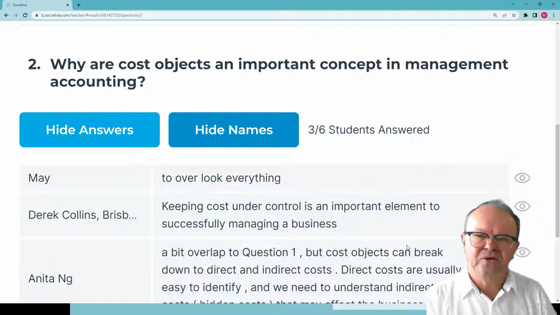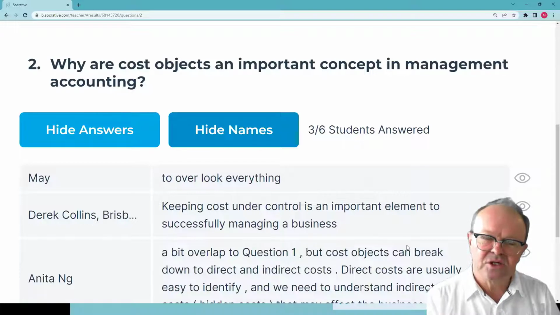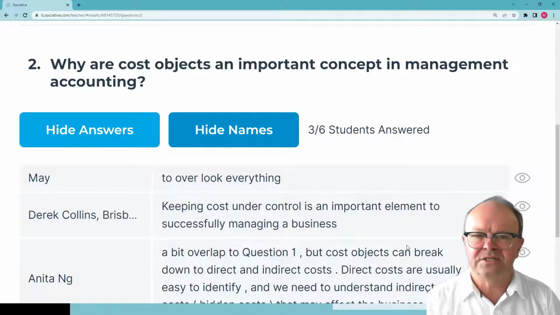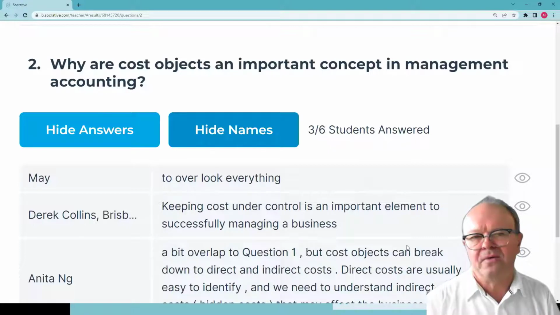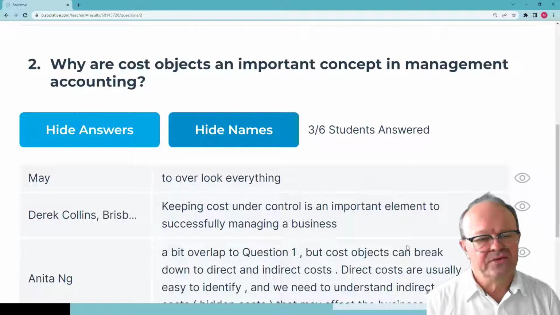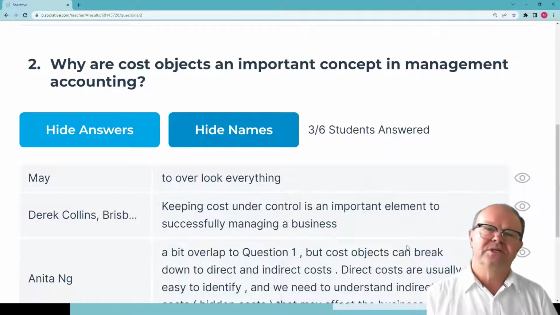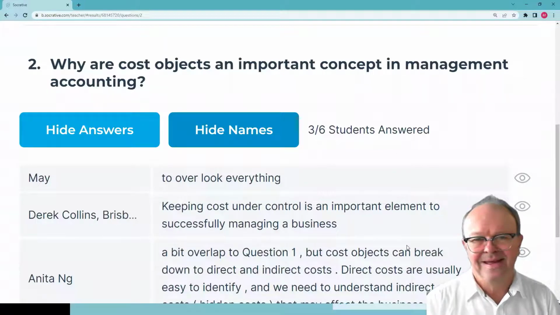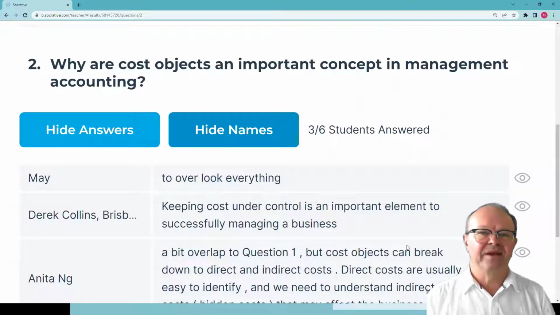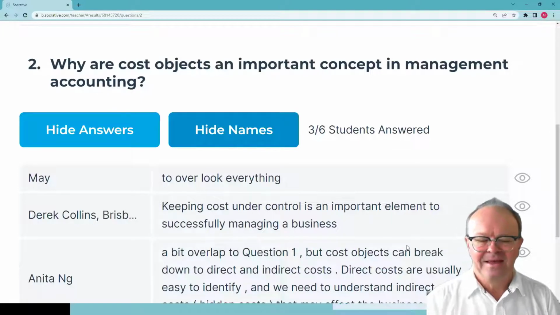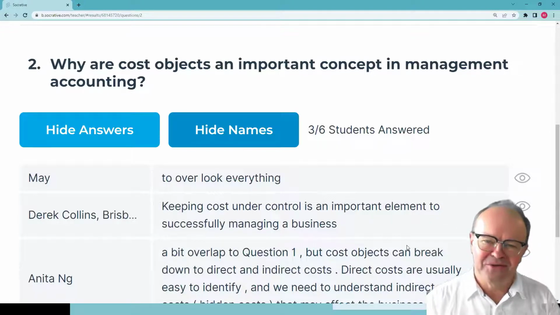May said to overlook everything. That's right, there's a lot of complexity in business. And so how do we figure out what it costs us, say, to buy or make a product? It's important for a range of reasons. How do we know what to sell our product for if we don't know what it costs? We might be selling the product for less than it costs, and that's a pretty short-term business activity, unless we have some other reason for doing it.